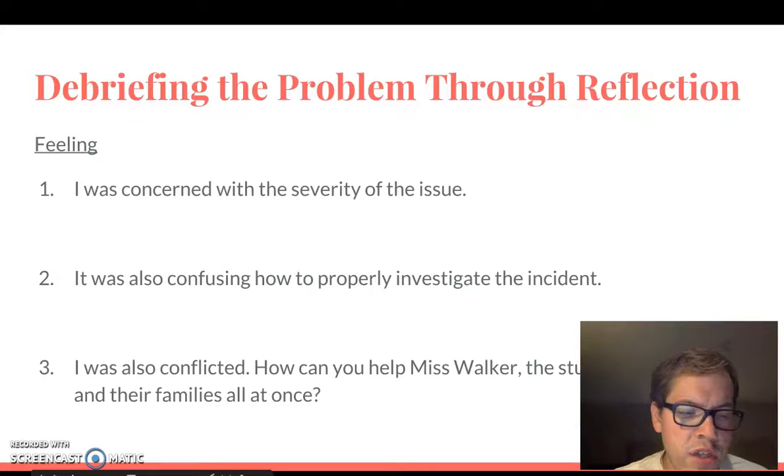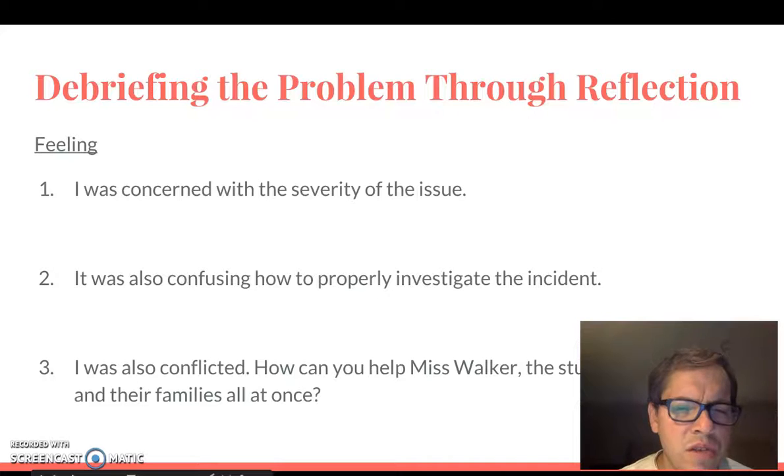This is a very important issue, and it obviously affected Miss Walker greatly, so we must follow up with it and keep the severity in mind. I was also feeling confused on how to properly investigate the incident. Do I immediately interview students? Do I take Miss Walker's word at who she thinks may have done it? How do I begin this investigation? And I'd probably talk again with the superintendent to see what steps need to be followed to solve this problem.